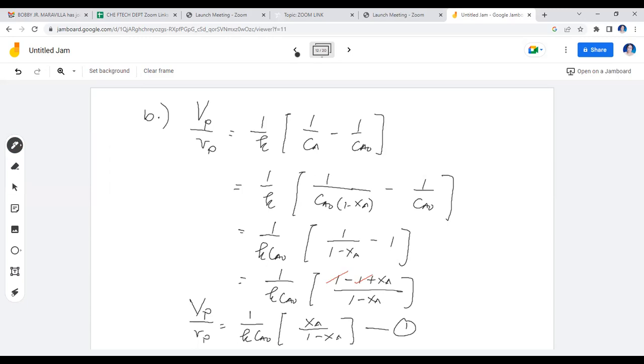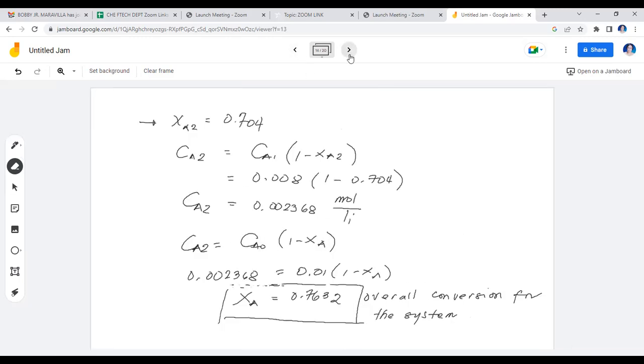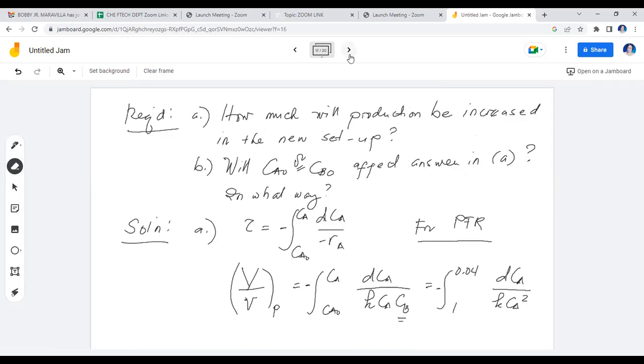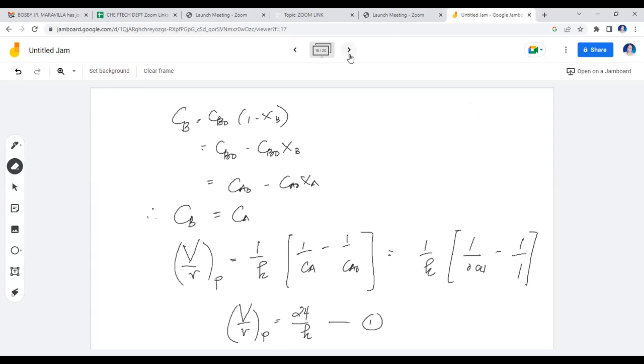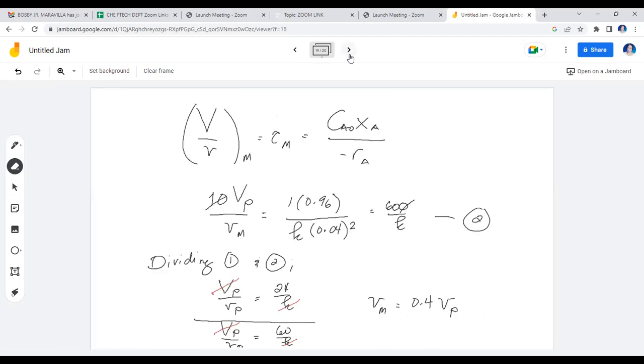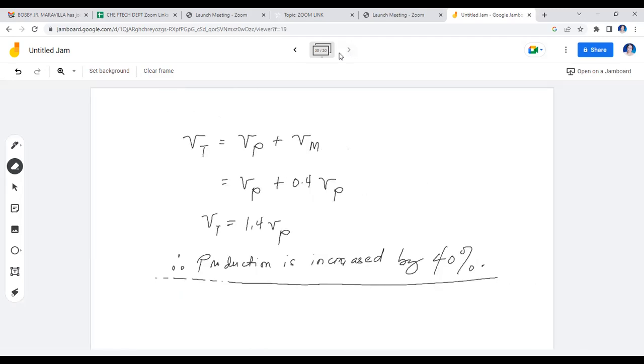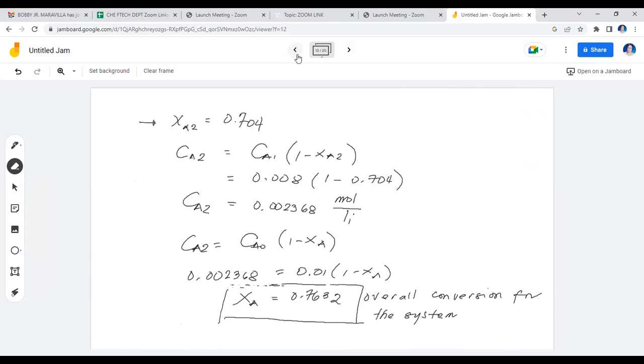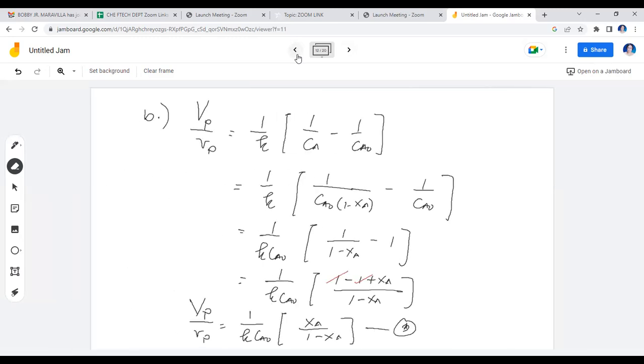So this would be your equation 1. I already wrote 2, so I will have to use 3 there. Okay, so this is your equation 3.